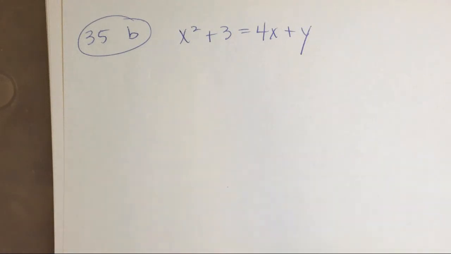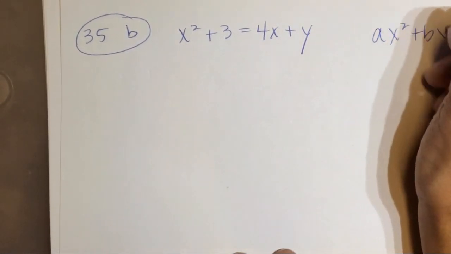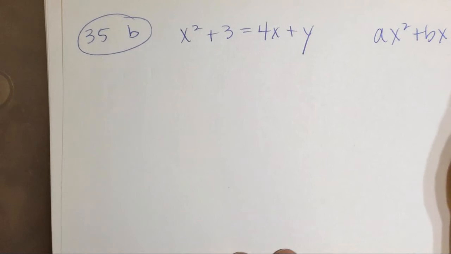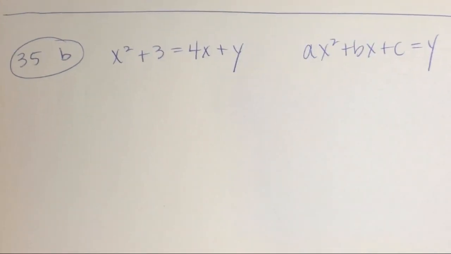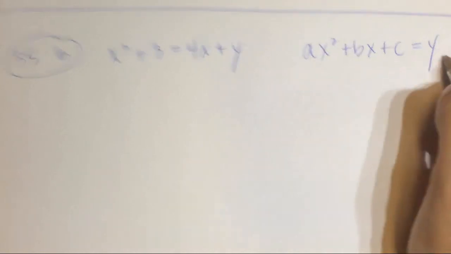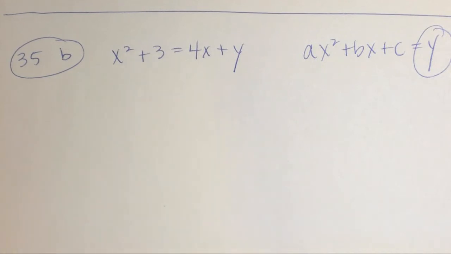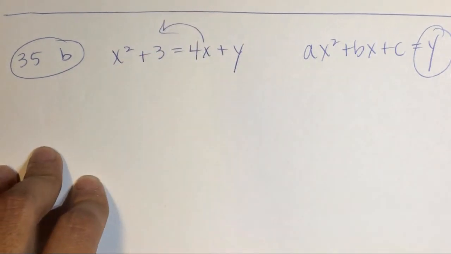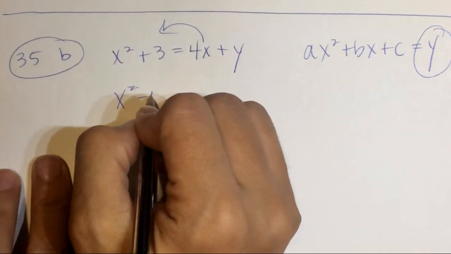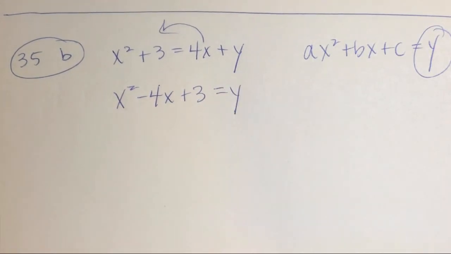So I want it in standard form. Standard form is where you have ax squared plus bx plus c equals your y. That's what standard form looks like. Ax squared plus bx plus c equals y. So I basically need to get y by itself. So on this problem, I need to get y by itself. So I'm going to move everything over. So I got to move this 4 over. So I have x squared minus 4x plus 3 equals y.